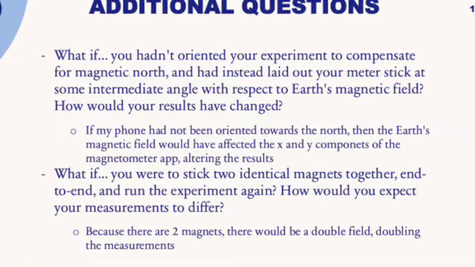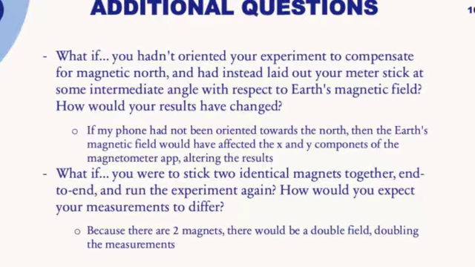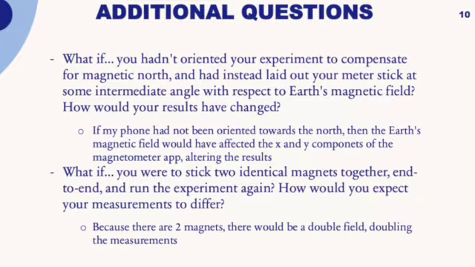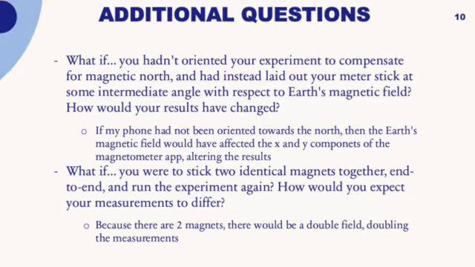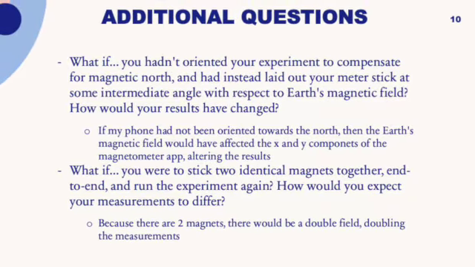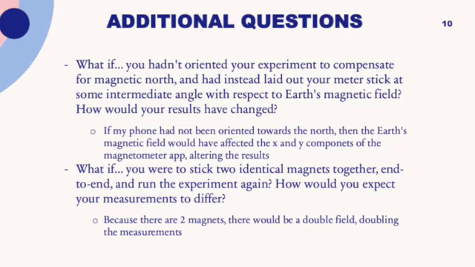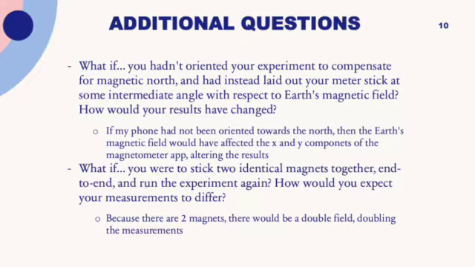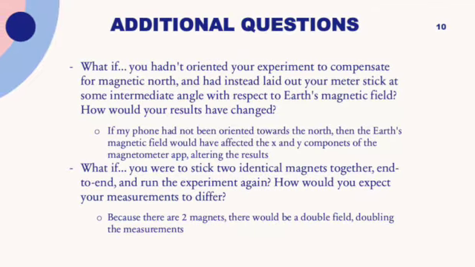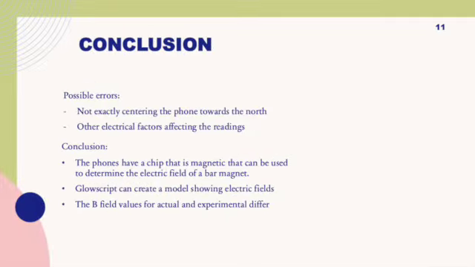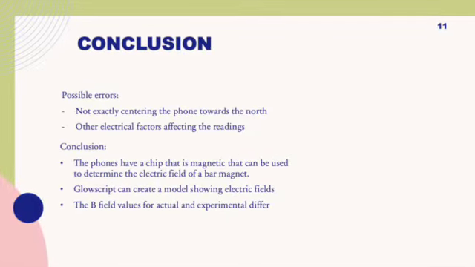Now I'll answer the what-ifs and additional questions. For the first one, if I had not orientated my experiment to be north, then the Earth's magnetic field would have affected the x and y components of the magnetometer, altering my results. For the second one, since there are two magnets, there would be a double magnetic field, so we can expect the measurements to double.